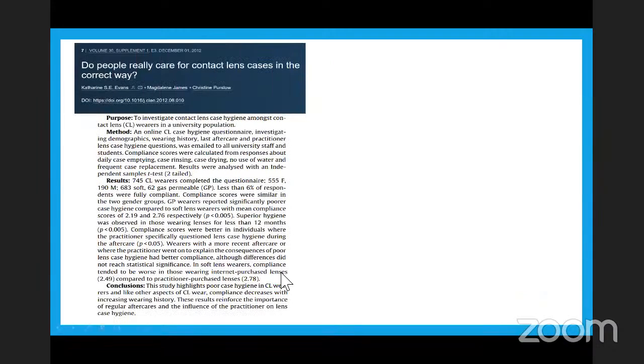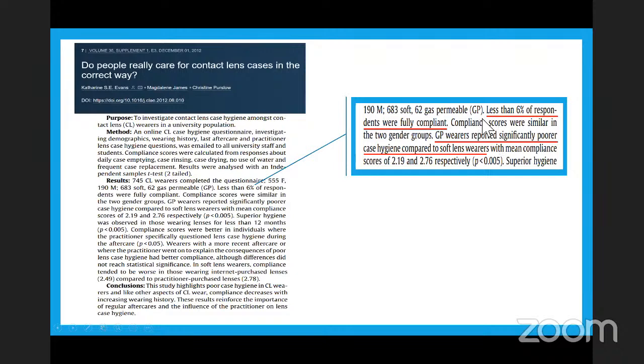The next important paper or research studied the question: do people really care for their contact lens case in the correct way? This study looked at 745 contact lens wearers, and there were very interesting results. They found that less than 6% of respondents were fully compliant. So you don't have many people who are compliant, only 6% of them. And GP wearers reported significantly poorer case hygiene compared to soft lens wearers. That is also very alarming.